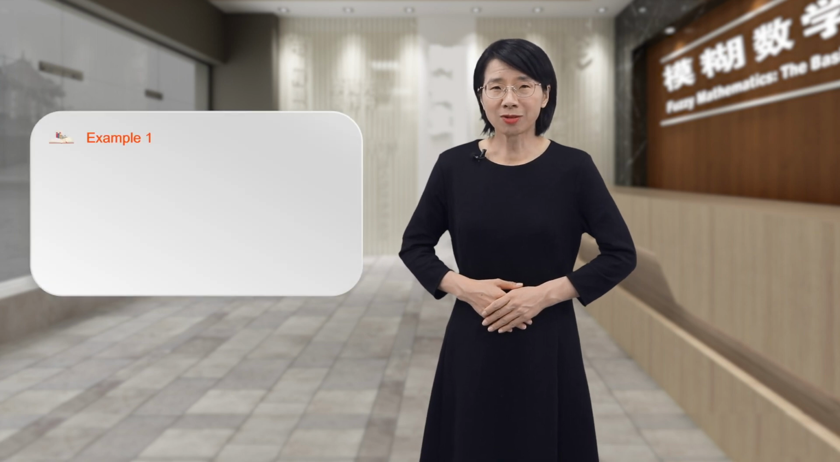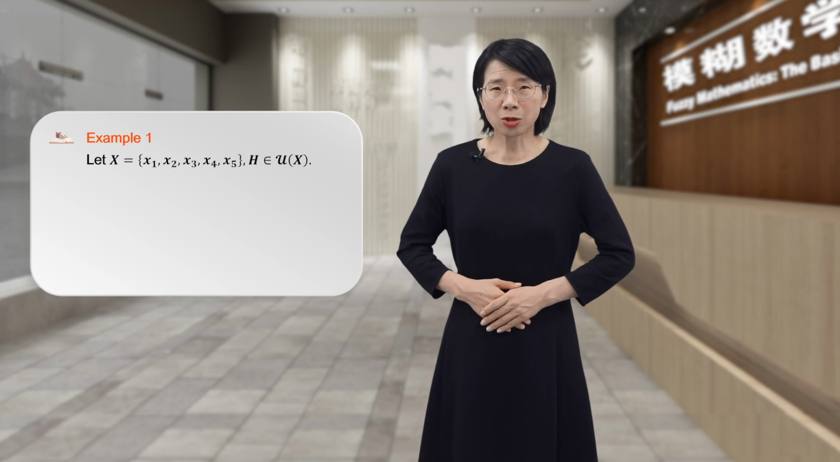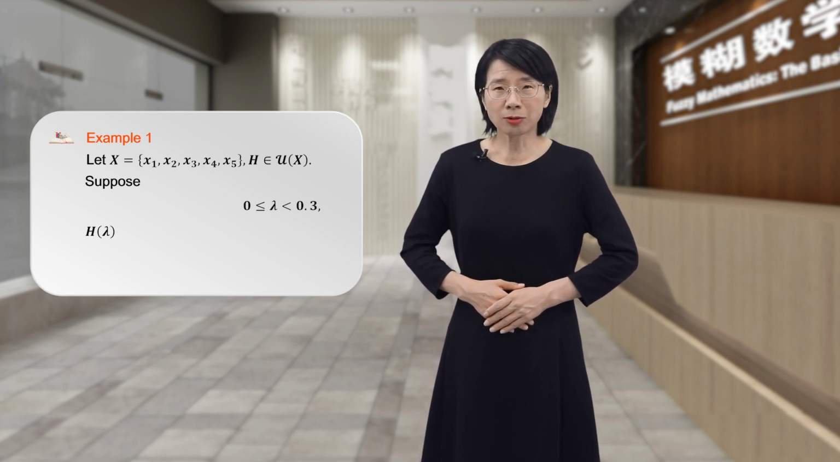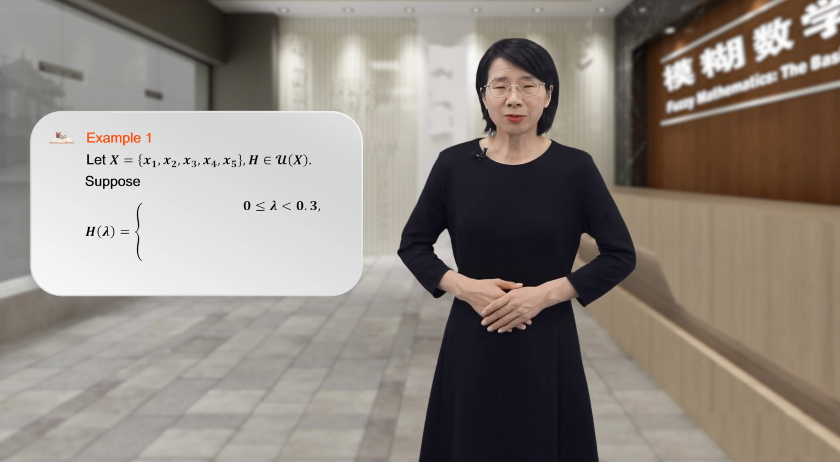Let's do some examples. First, example 1. Let X be the set of x1, x2, x3, x4, x5. Let H be a nest of sets. If lambda is greater than or equal to 0 and less than 0.3, then h of lambda is the set x1, x2, x3, and x4.